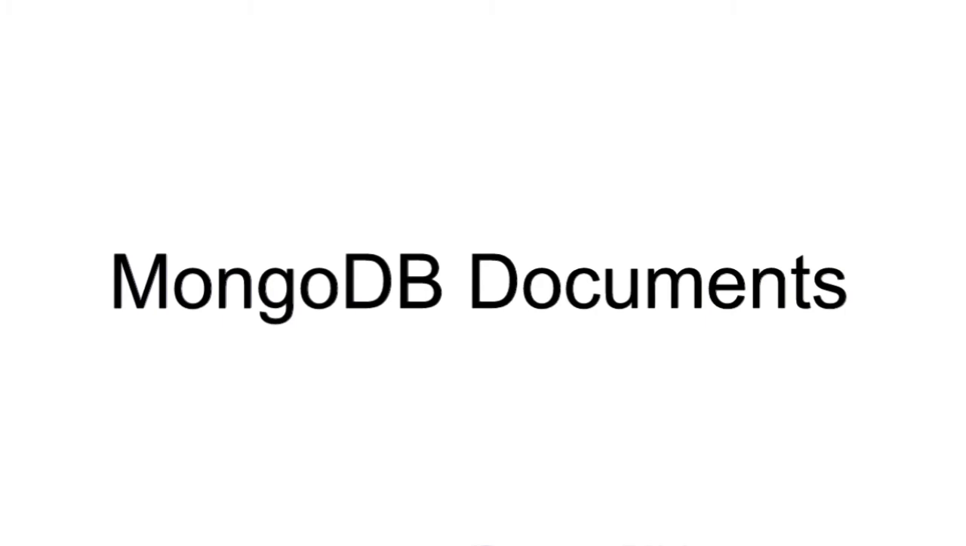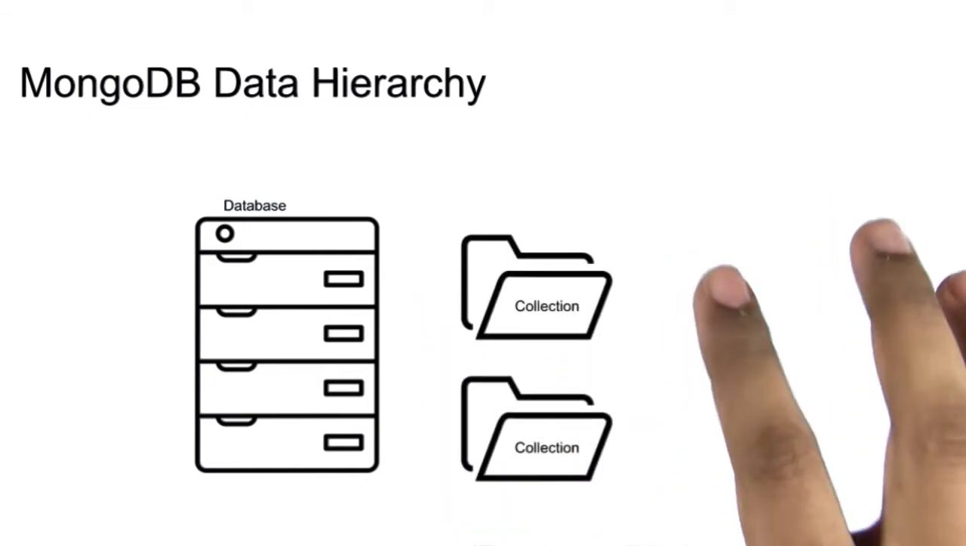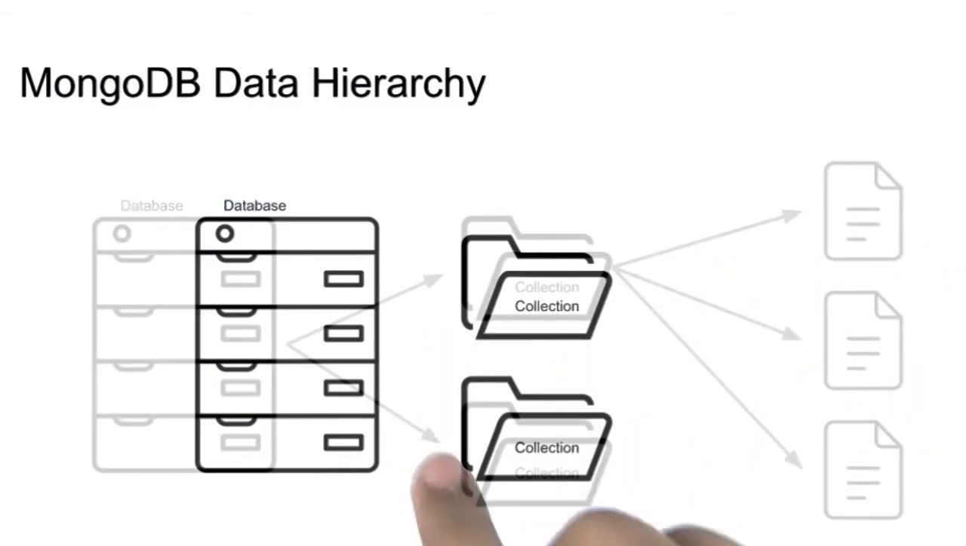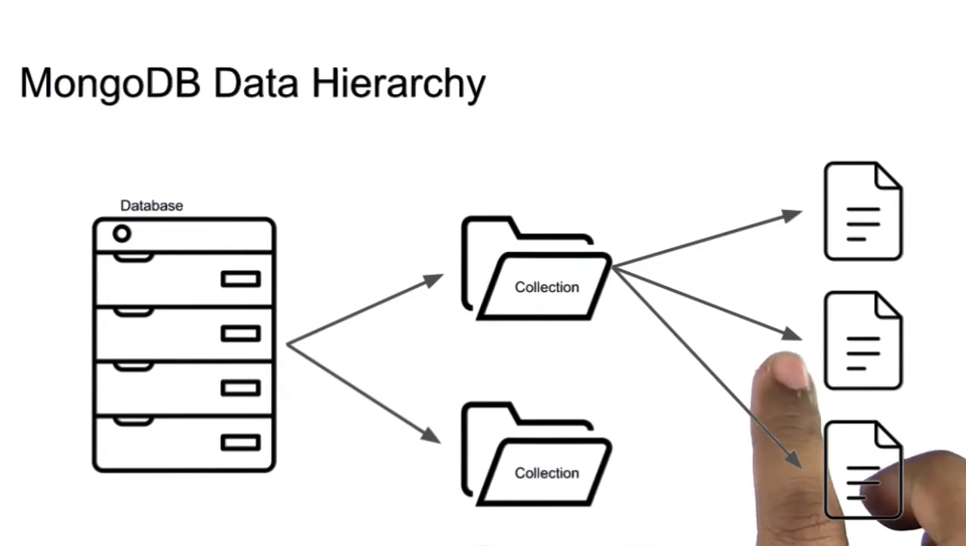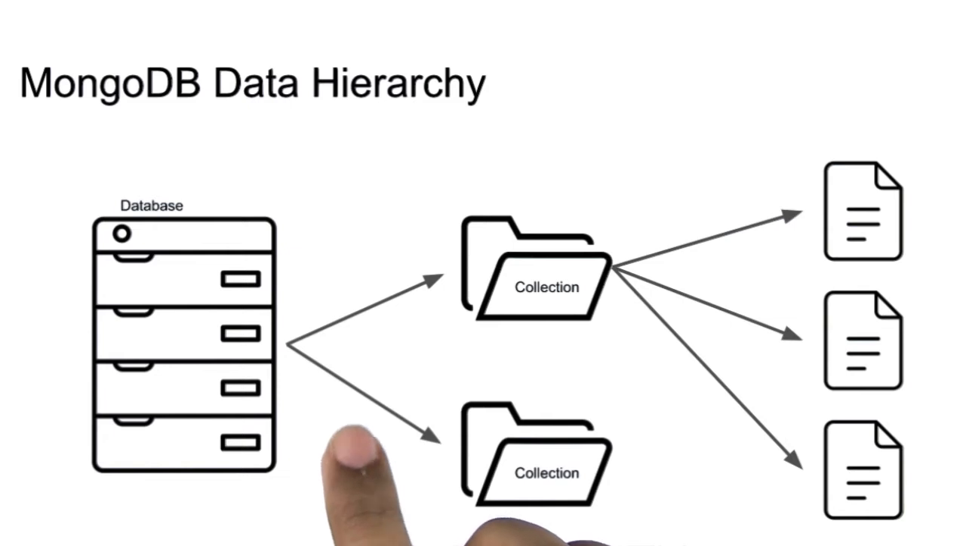In this lesson, we're going to cover the MongoDB document. Before moving forward, let's just quickly recap. Data in MongoDB is stored in a hierarchical structure. You have your database at the top level, then you have one or more collections that are related to the database. Finally, you have your documents, which are kept at the collection level. Each MongoDB deployment can have many databases, collections, and documents.